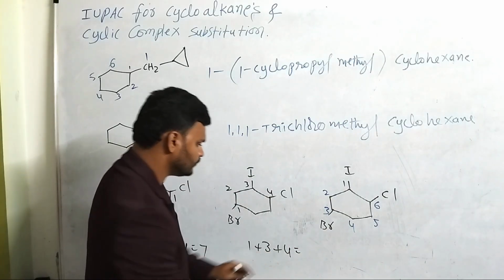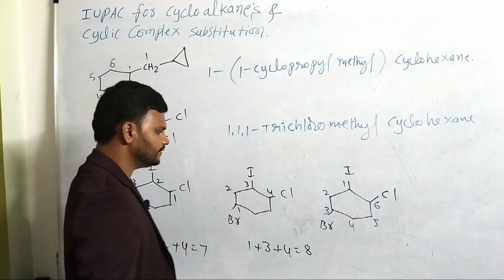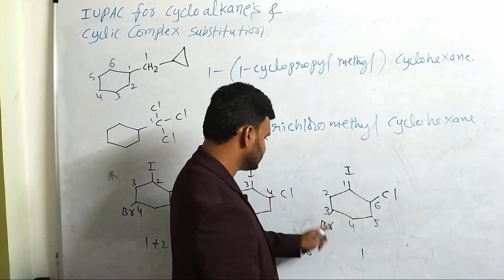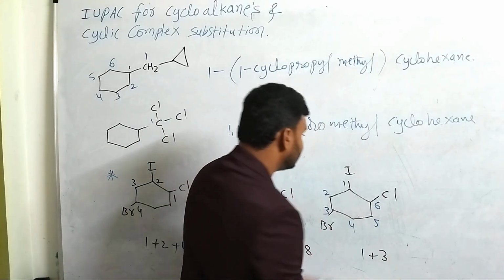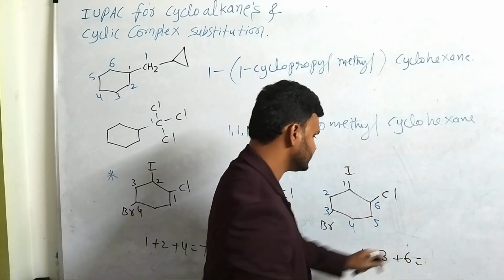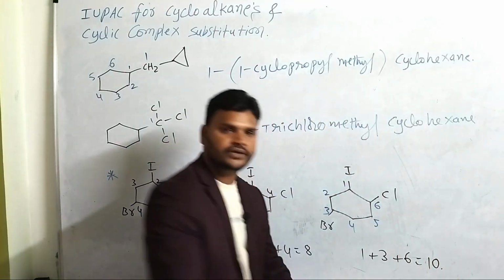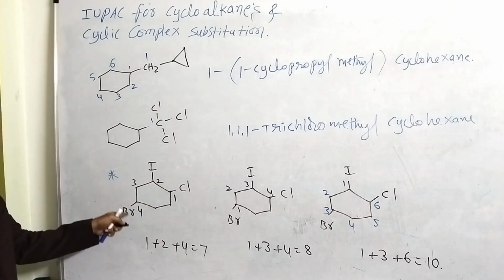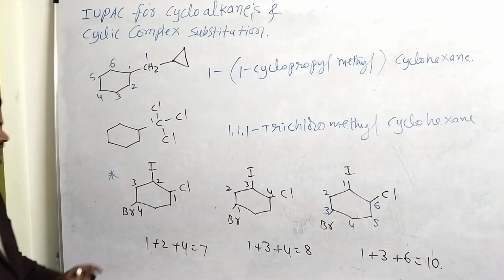1 plus 3 plus 4, the sum is 8. Next, here first place is iodine, third place is bromine, and sixth place chlorine. 1 plus 3 plus 6, 10. So, where is the lowest sum? The first one. That's the reason this numbering is correct. This is the correct numbering system.